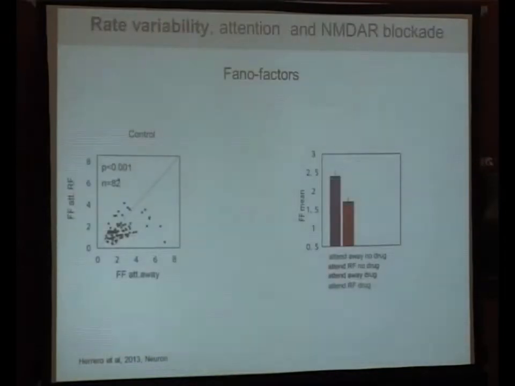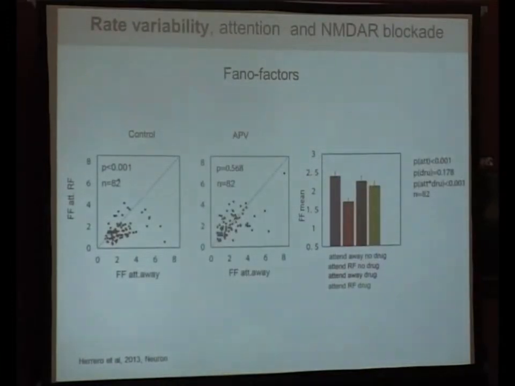variability changes. And we quantified that by, again, calculating Fano factors in the attend-away condition against the attend-RF condition. And in our control condition, again, we find that attention significantly reduces the Fano factor, as shown here. If we now block NMDA receptors, we find that this attention-induced reduction of Fano factors is basically abolished. So we do not see attention-induced rate changes when we block NMDA receptors, but we do see that NMDA receptors are very important in helping attention reduce variability.